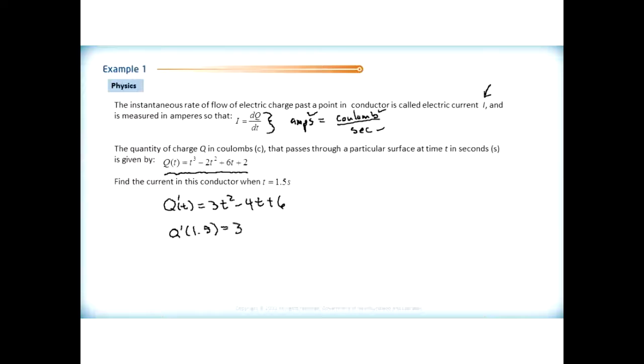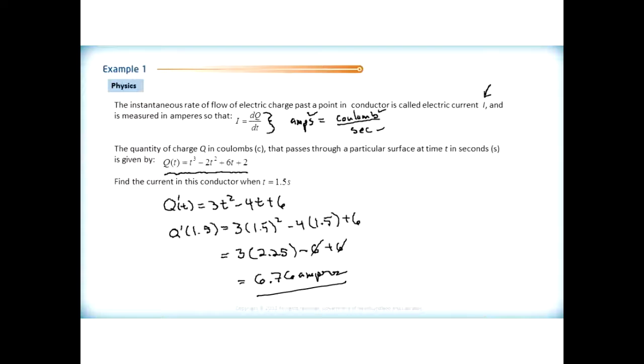So that's going to be 3 times 1.5 squared minus 4 times 1.5 plus 6. And of course 1.5 squared, 1.5 times 1.5, is 2.25. And then we're going to subtract 4 times 1.5, which is minus 6, plus 6. So these two terms will cancel, and we'll get 6.75. And so we have 6.75 amperes of current.